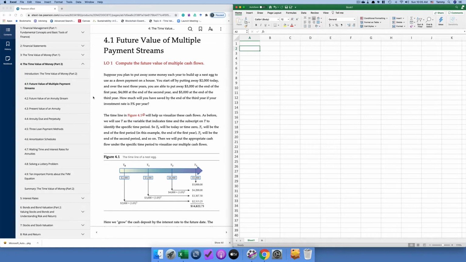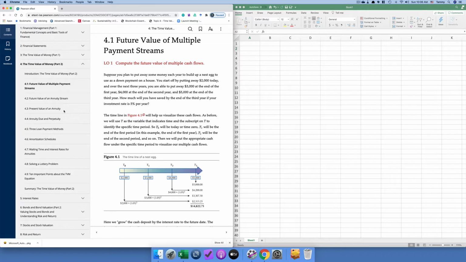So if you look at the table of contents over here, we've got the future value of multiple payment streams, the future value of an annuity stream. An annuity is a series of the same payments annually, right? The present value of an annuity, perpetuity, which is, it's not really a thing anymore. It just makes a computation easily when you had to do that by hand. We're going to sort of stop the first lecture here.